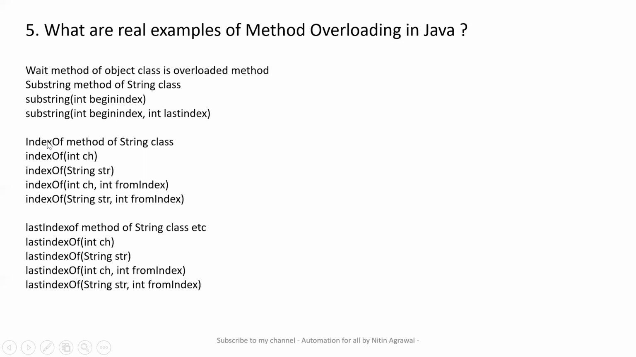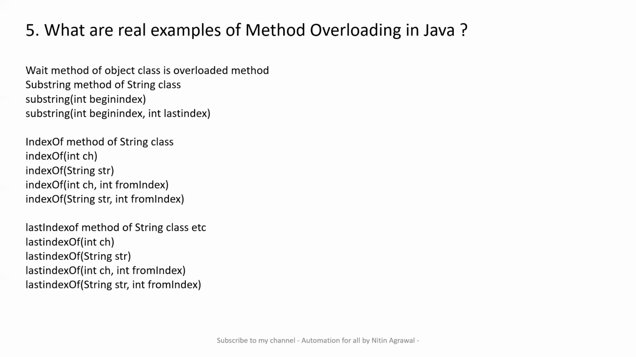Now we have another method in string class, that is index of method. So we have four variations of this. So first method is accepting only one parameter, integer character, and second method is accepting a string type of value. Third method is accepting two parameters, int ch and int from index, and fourth method is having again two parameters, but that is different from the third one. So the first parameter is string str, and then the next one is int from index.